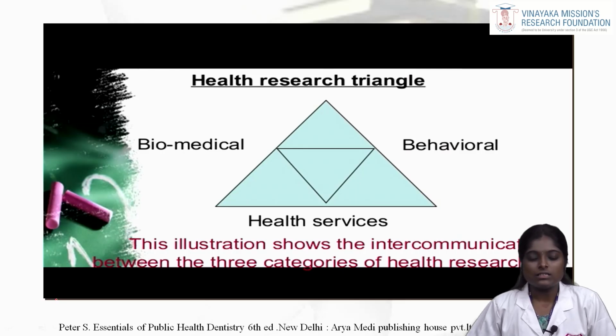So the health research triangle, this you would have come across in health. It is a triangle for health and well-being, which has an intersectoral coordination of biomedical, behavioral and health service. So for research, it is similar to this health research triangle, where we need coordination between academia, industries and institutions for conducting health research.